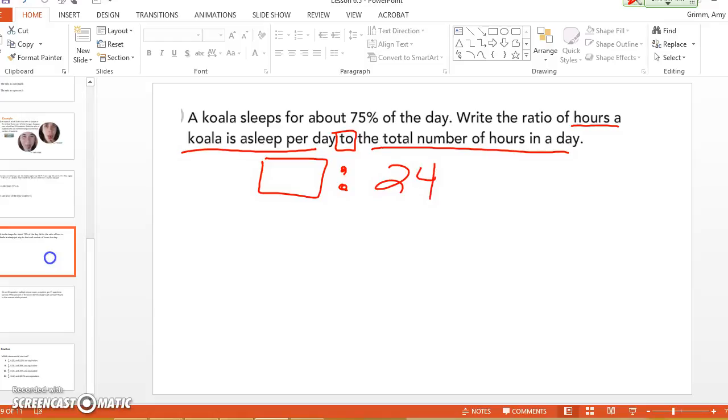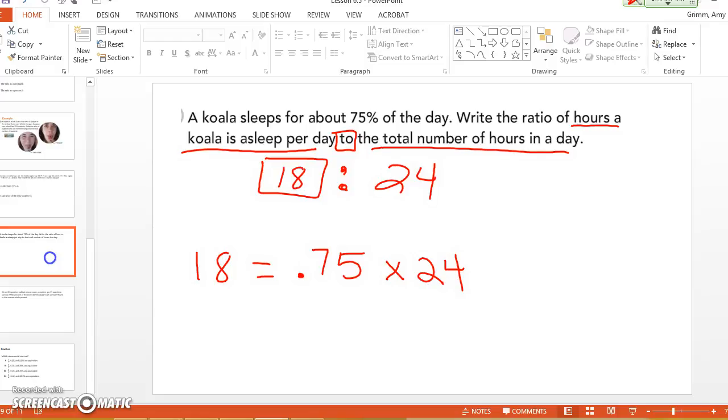Basically, just like we did for the last 2 slides. Kale, how did I do it in the last 2 slides? I want to keep this consistent. 0.75. Times 24. And how much is that? 18. So lazy koala, 18 to 24.